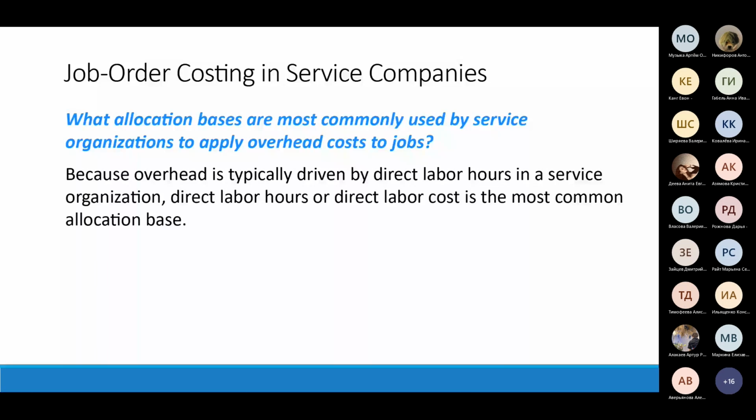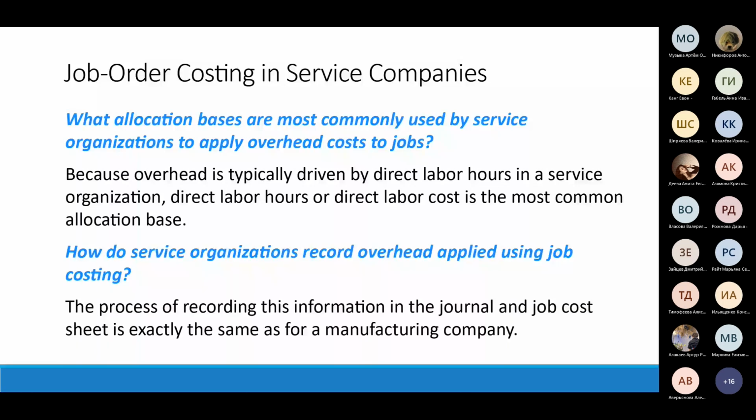How do service organizations record overhead applied using job costing? The process of recording this information is exactly the same as for a manufacturing company. The only difference is the cost of direct materials, because most service companies have no direct materials, or the amount of direct materials is really very, very small. And they do not need to create special accounts to identify the concrete amount of direct materials to track them directly.